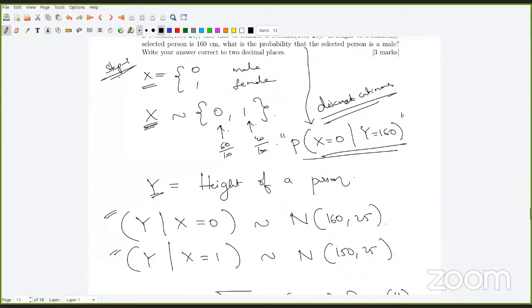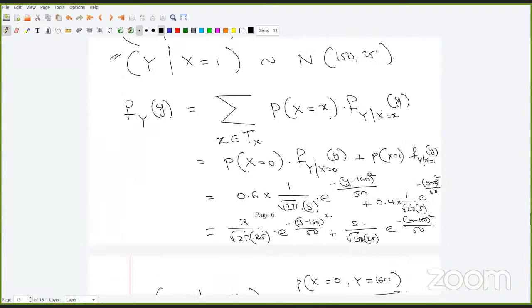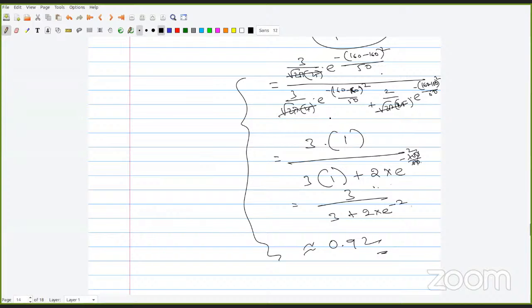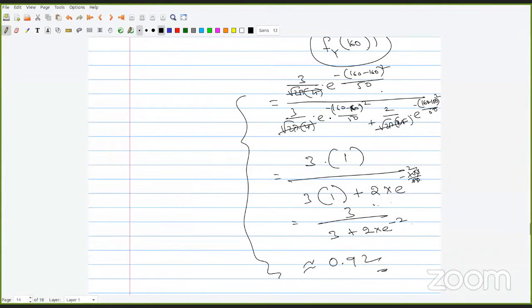So the key idea for any question is: read the question very carefully, write whatever you understood, convert it into random variables, and look out for what all we know. The most important thing is what actually needs to be found. Is it the probability that x is equal to 0 given y is equal to 160, or the probability that y is equal to 160 given x is equal to 0? What actually needs to be found in any question is the key thing. The computation part everyone will do. Okay, this is how we solve this particular problem.